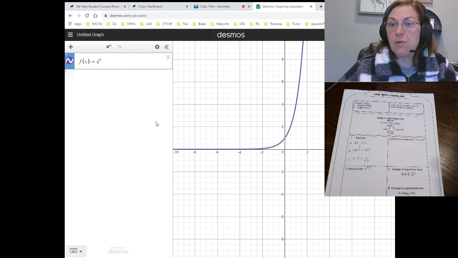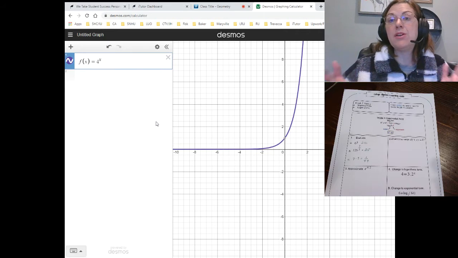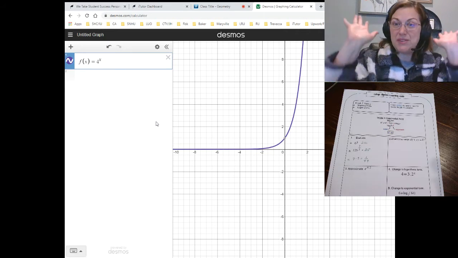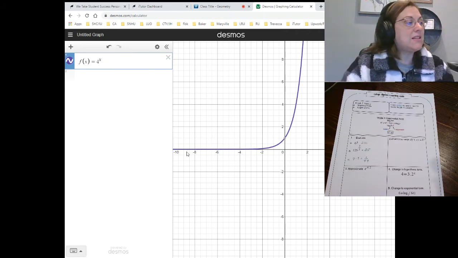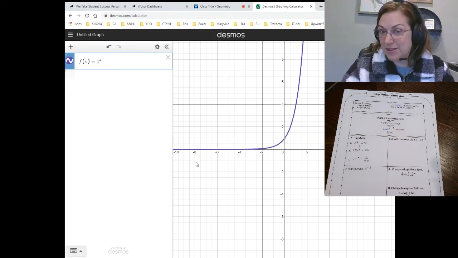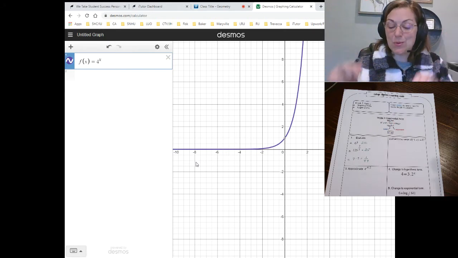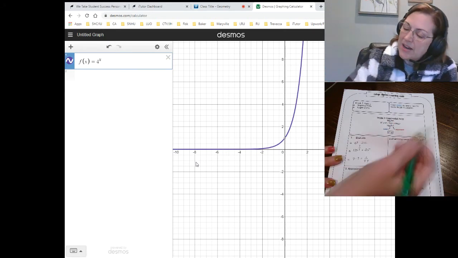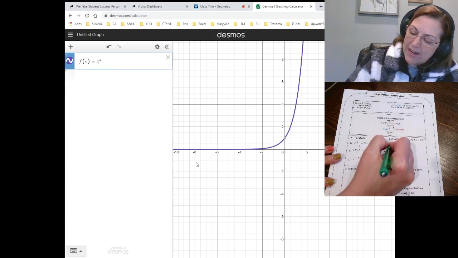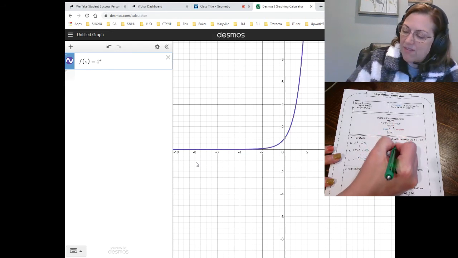Now, something I want you to notice about this graph is that all of the graph is above the x-axis. Even this little portion over here gets really close to the x-axis, but it never touches it. So we know that all of our y values are going to be positive. Now, we can say that in a couple of ways. We can say that all of our y values are greater than 0.